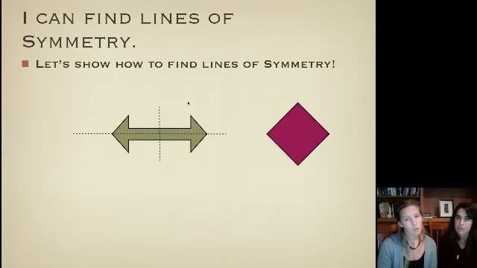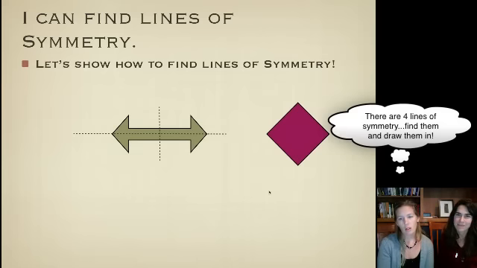Now this next one, we're going to give you a hint. We're going to tell you there's 4 lines of symmetry, but we're not going to tell you where they are, and we're not going to tell you the answers. That's one of the things we're going to be checking for tomorrow. So take a look, draw this diamond in here, and draw in where you think the lines of symmetry are.